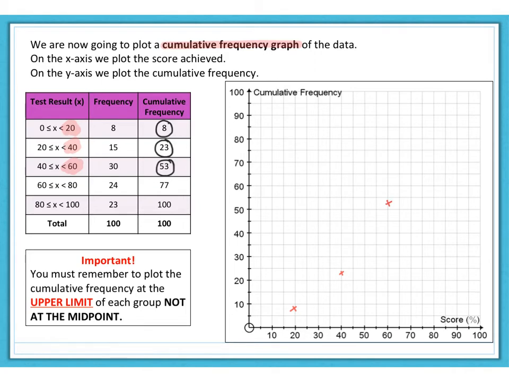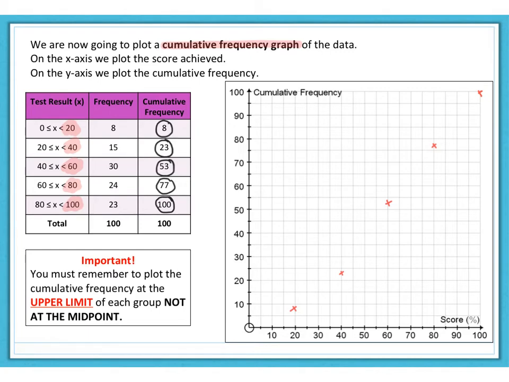Now, the next cumulative frequency is 77. Now, these 77 people scored below 80%, so I want to plot 80% versus the 77 people, like so. And then finally, we have the full 100 people who scored 100% or below. So 100 matches up with 100 there, at the top.